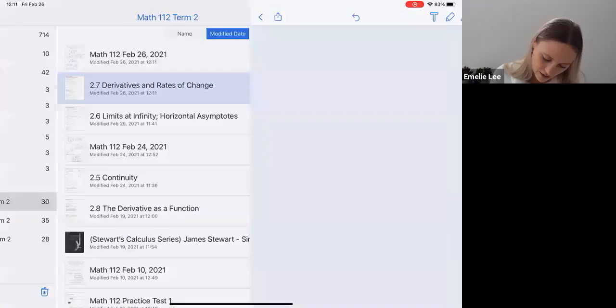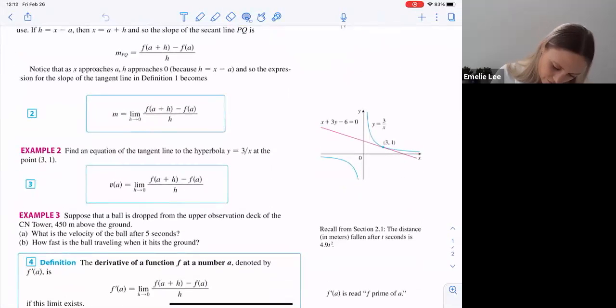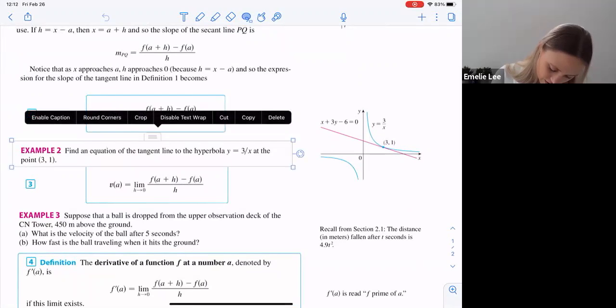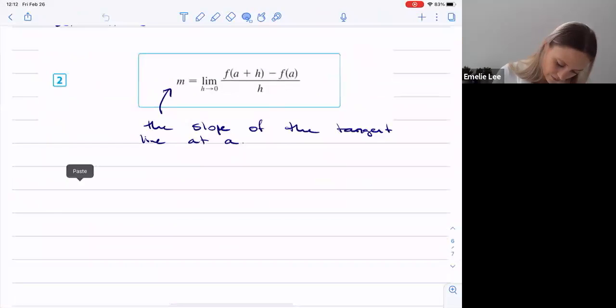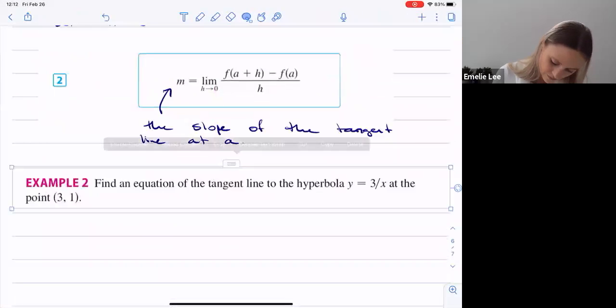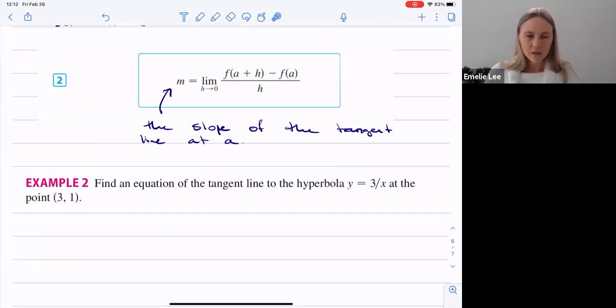So let's see here. I want to do this example. And I'm sure we did something similar, right? But it was probably a lot more work than what we're about to do. So find an equation of the tangent line, right? So not just the slope of the tangent line, but the equation of the tangent line of y equals 3 over x at the point 3, 1.